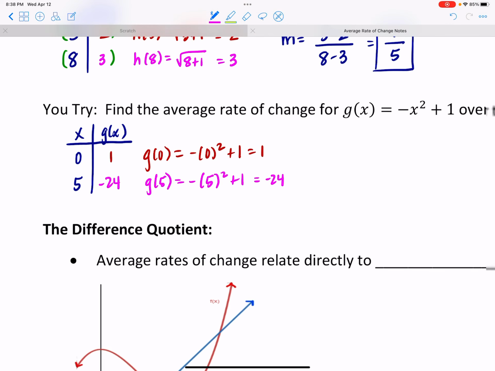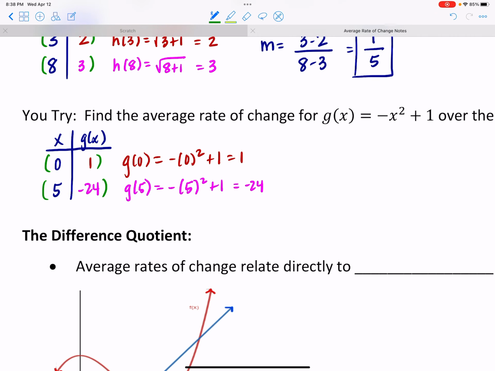Now again, I have my 2 points. So here's the first endpoint on that interval, here's the second endpoint on that interval. And now I find the slope using those 2 points. So y2 minus y1 over x2 minus x1. That's going to make a -25 over +5. That makes my slope a -5.